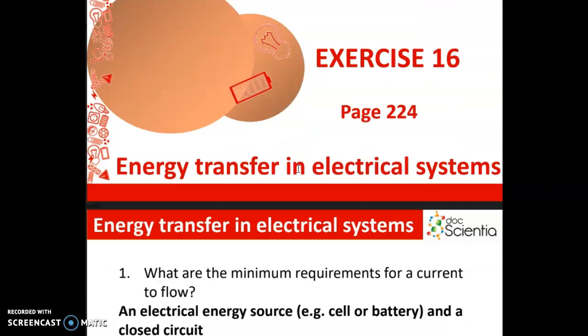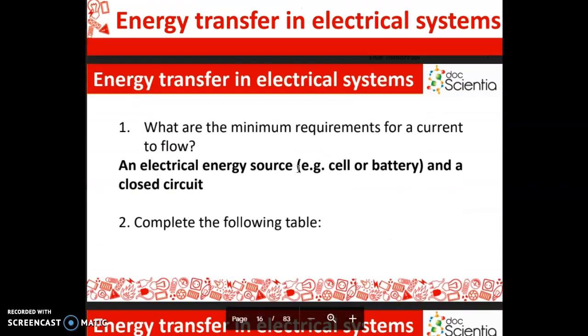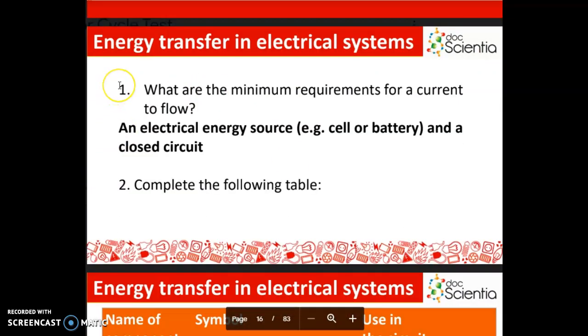Exercise 16. This will probably be the questions in your test. Number 1. I will read out the question and then give a little bit of a pause while you give your answer, and then I will give the answer so you can listen if you were correct. Number 1. What are the minimum requirements for a current to flow? An electrical energy source like a cell or a battery, and a closed circuit.